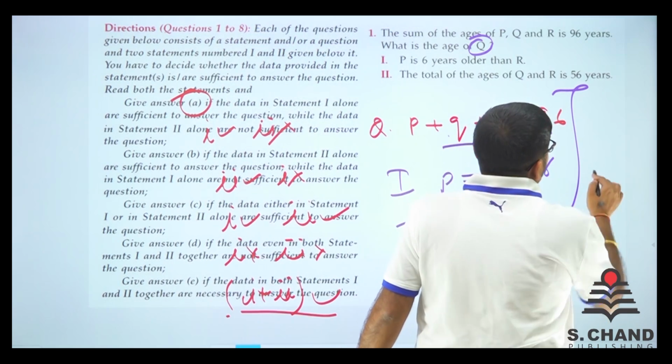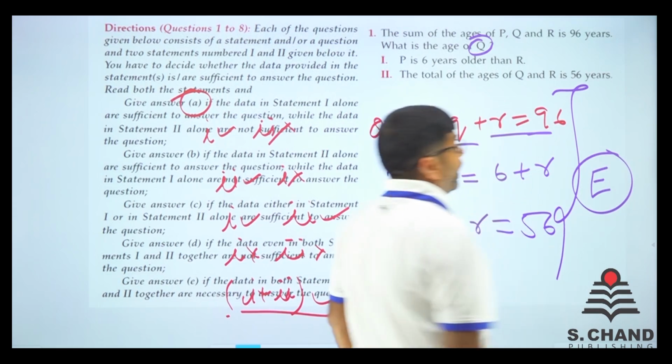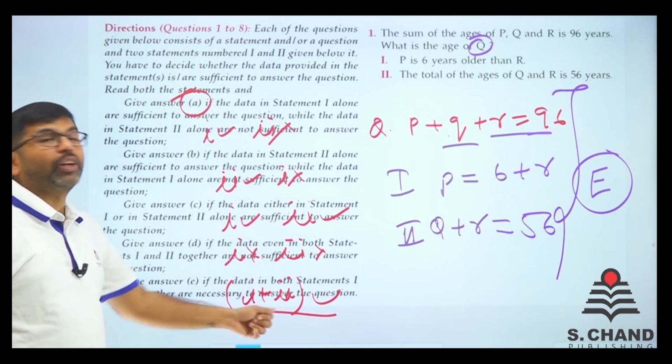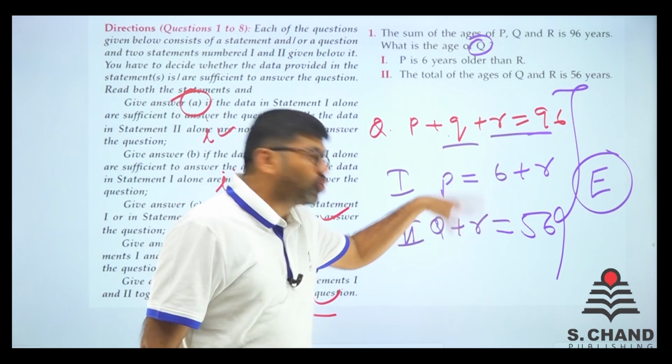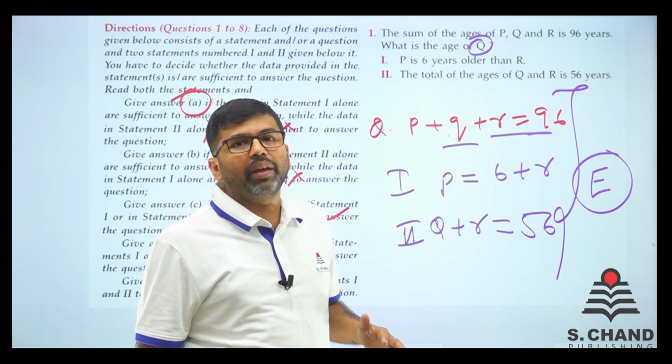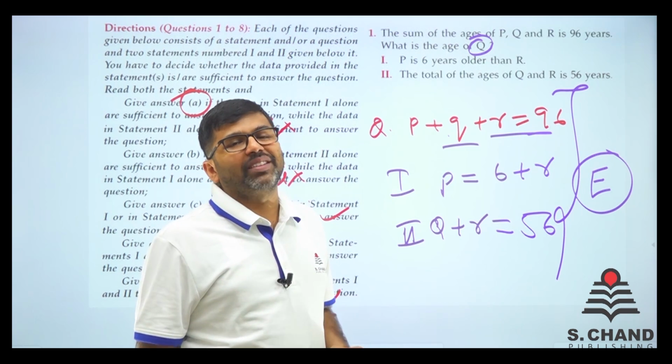Answer will be E, यानी कि 5, यानी कि data are sufficient not individually but together. When you combine these two equations, you will get the value of Q. समझ आ रही है बात? ऐसे ही करना है आपको एग्जाम में.